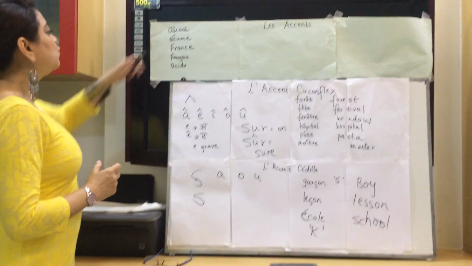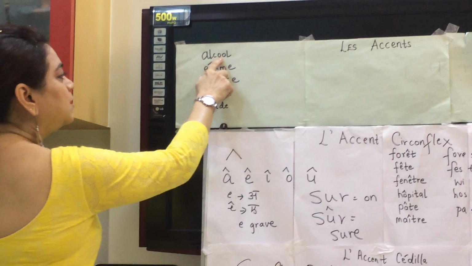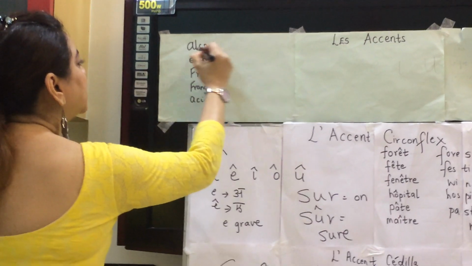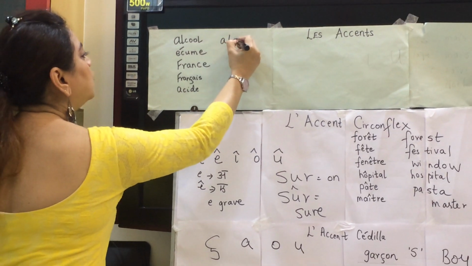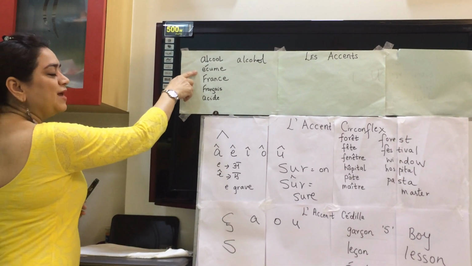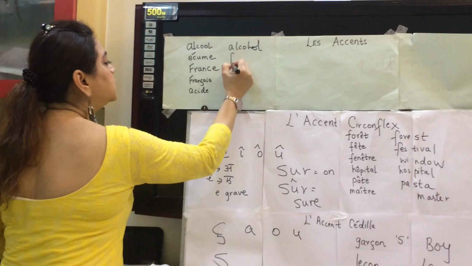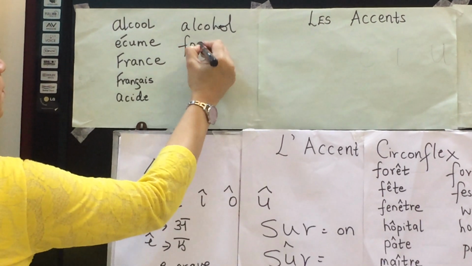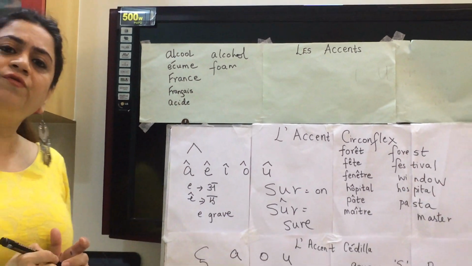Then we have here one more word that is without the cedilla and before the O, so it will be K. That's alcool, that is alcohol. One more, that is écume. Écume, say, that is foam. Foam or froth.